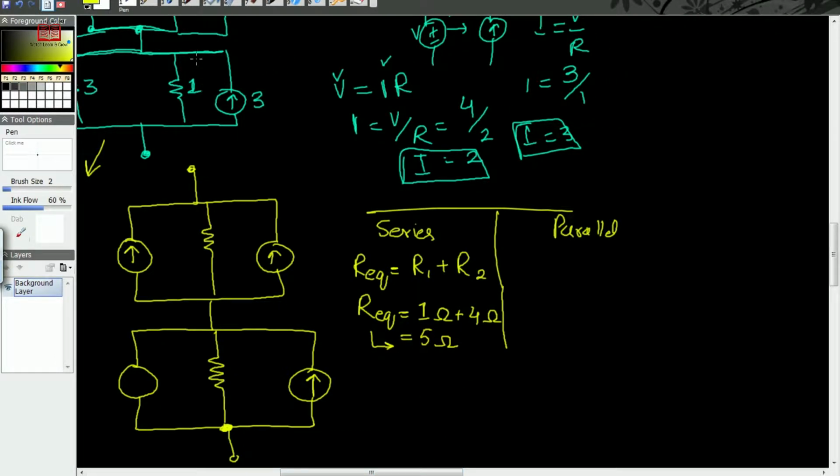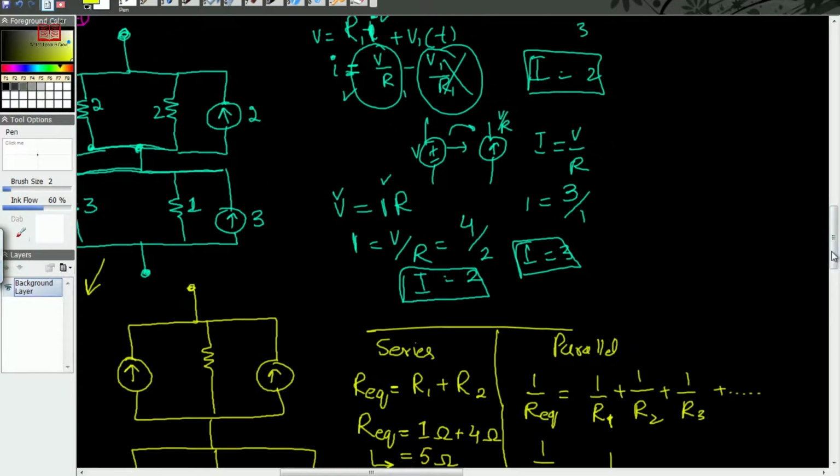And what if we have n in parallel? Because our situation is two resistances in parallel, we are going to choose this formula: 1 over R equivalent equals 1 over R1 plus 1 over R2 plus 1 over R3 and so on. This formula can also be written in this form, up to Rn, but we actually have two resistances. What is the value of our R1? Go back and see, R1 is 2 and R2 is also 2.